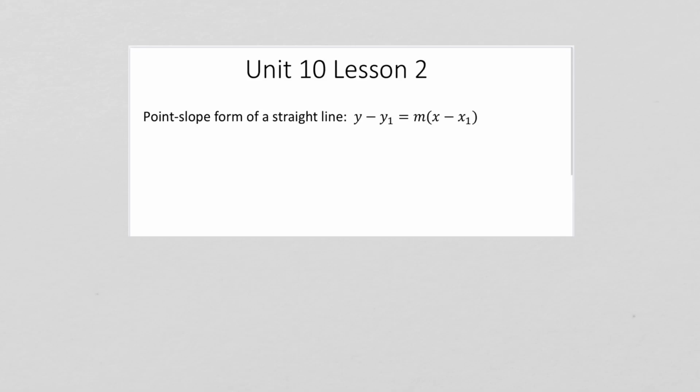Lesson 2 is all focused on writing equations of tangent lines, lines tangent to some curves. So anytime you see a question saying write the equation of a line tangent to a curve, you're going to write down this point slope form of a straight line. And what we need to do is fill in the y1, the x1, and the m. And that's what today is all about. So you should write down point slope form: y minus y1 equals m times x minus x1.